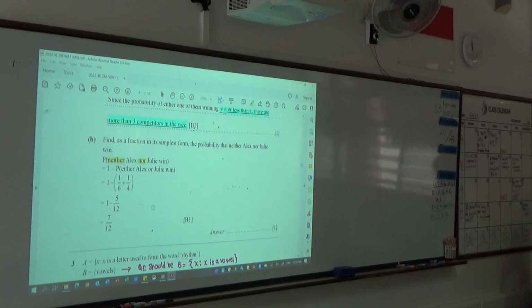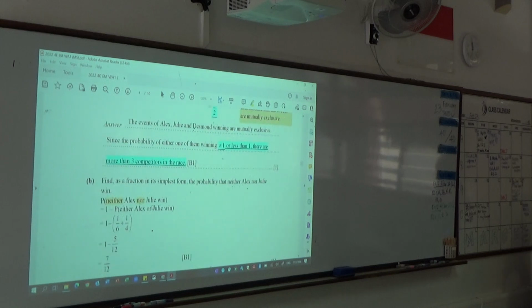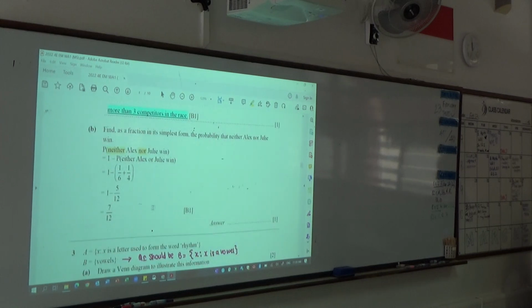So neither Alex nor Julie wins doesn't really mean that it is just Desmond, the other person, winning only. We need to take 1 minus 1 over 6 plus 1 quarter, because we know that there are other people as well. It's not just about Desmond, there are also other people in the race. That's why we need to take 1 minus the sum of it. And then we get 7 over 12.